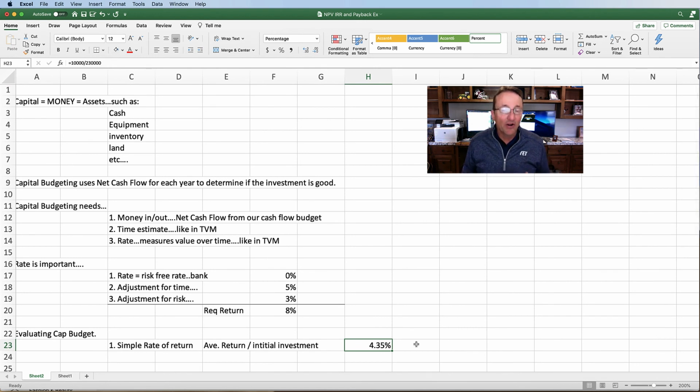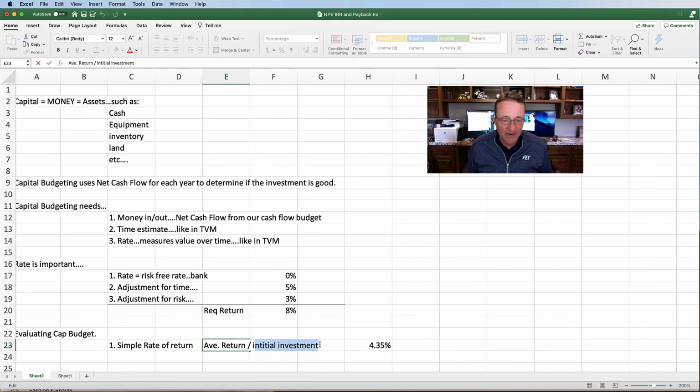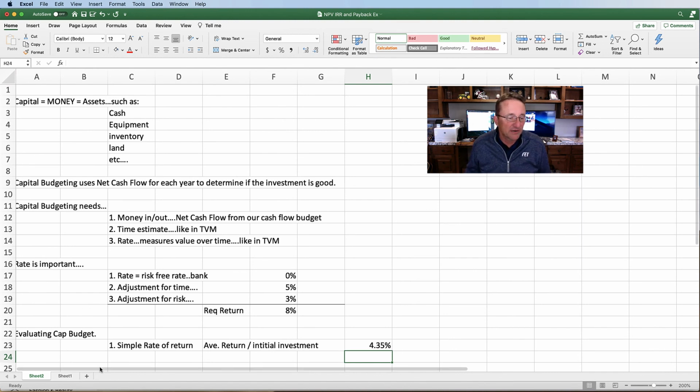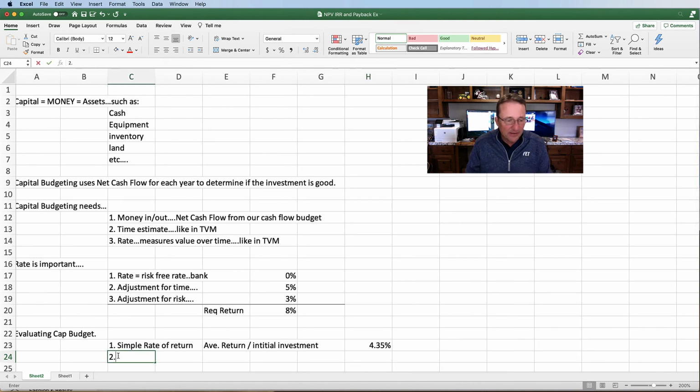Well, that's what on average I would return by taking the average and dividing it by whatever I have to invest to get that done. Again, in my example, I'm looking at $10,000 each year, and I have to put in $230,000 to get it, so the average is going to be 4.35%. That's called simple rate of return. Now, what's nice about that is it's simple.